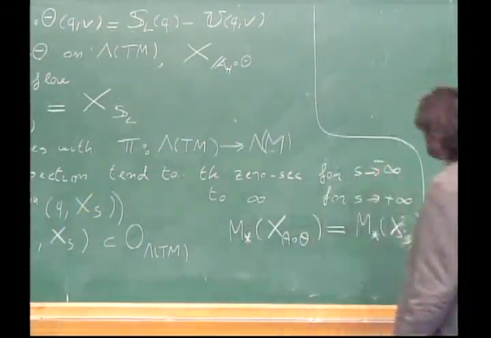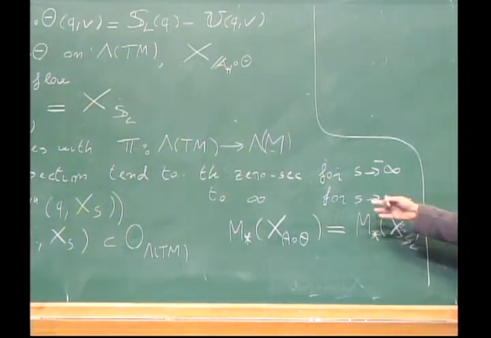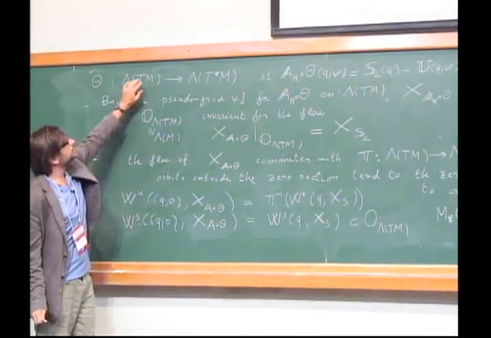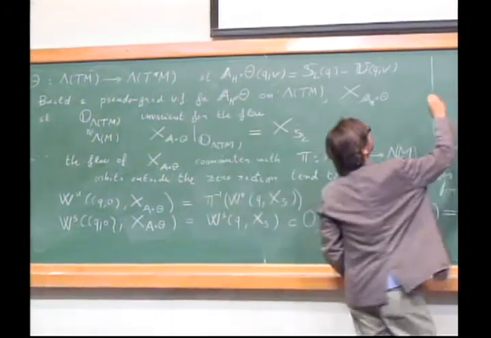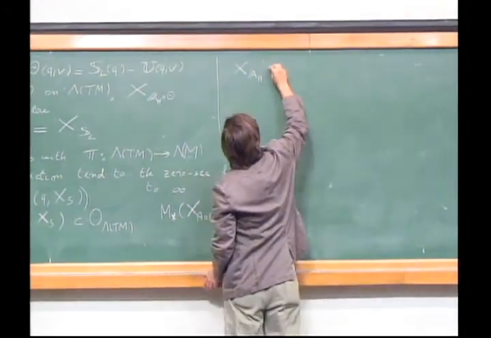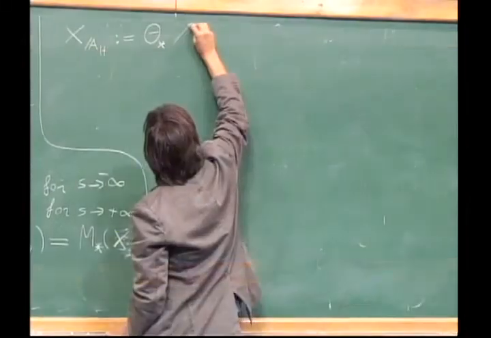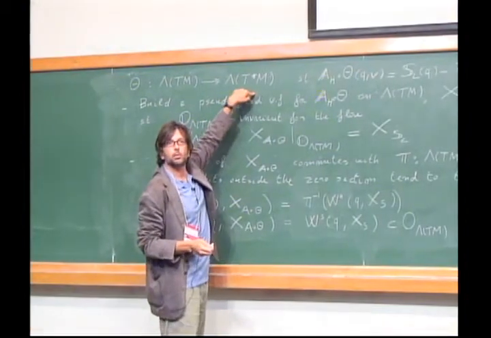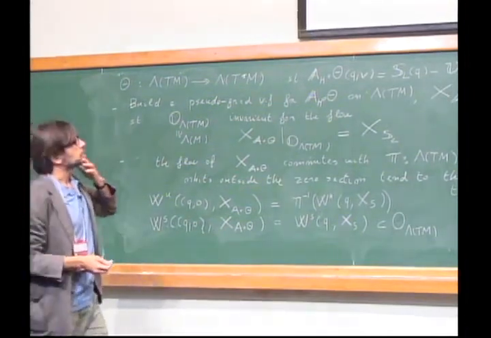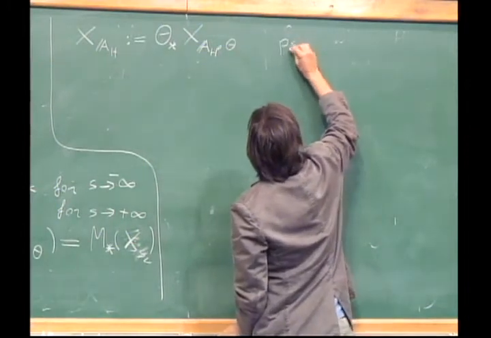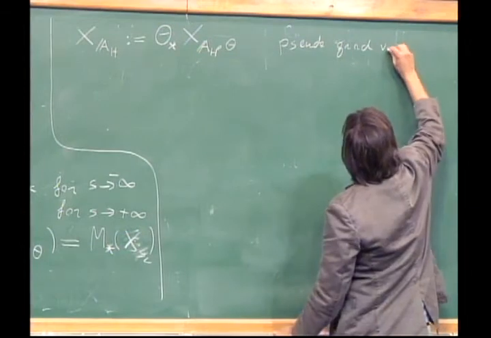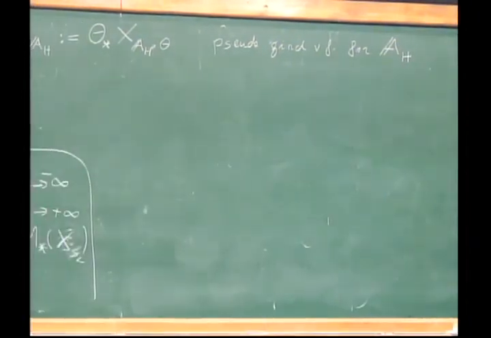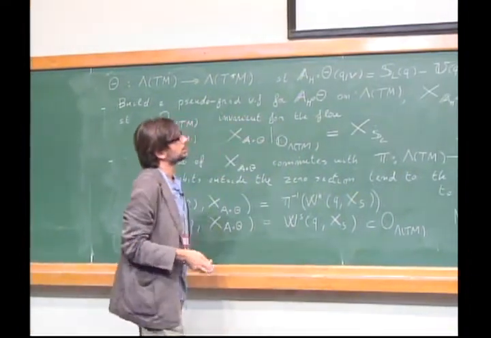Second thing, now we understand completely this vector field. So now let's use theta to push this vector field on this other side. So let's define X_AH to be the push forward by theta of X_A composed with theta. So we take the vector field that we had here and we push it there. So by construction, this is a pseudo-gradient vector field for the original action function A_H. It's defined on the loop space of T*M, and it's a pseudo-gradient vector field for that.